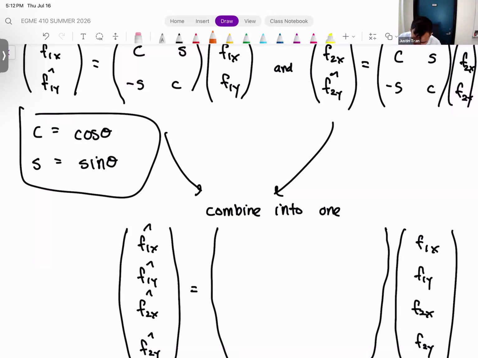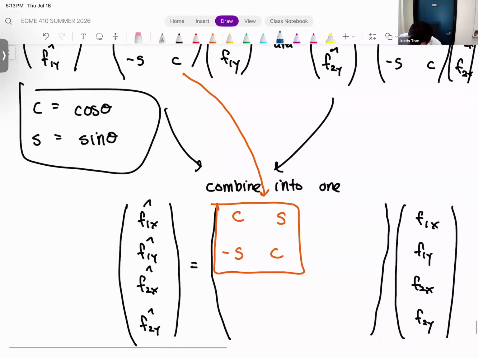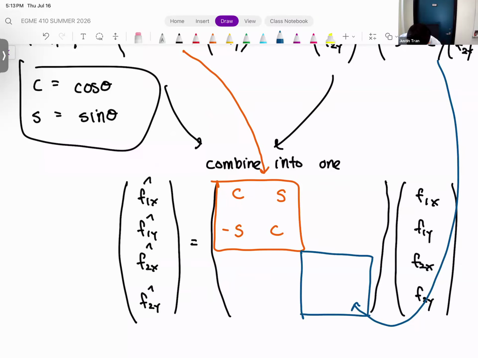For this one here, this is the combination for node 1, so that's going to be in this portion right here. That's going to be C, S, minus S, C. Meanwhile, the other one is for node 2, so that's going to go right down here. So you have C, S, minus S, C. And then we're going to have zeros everywhere else.